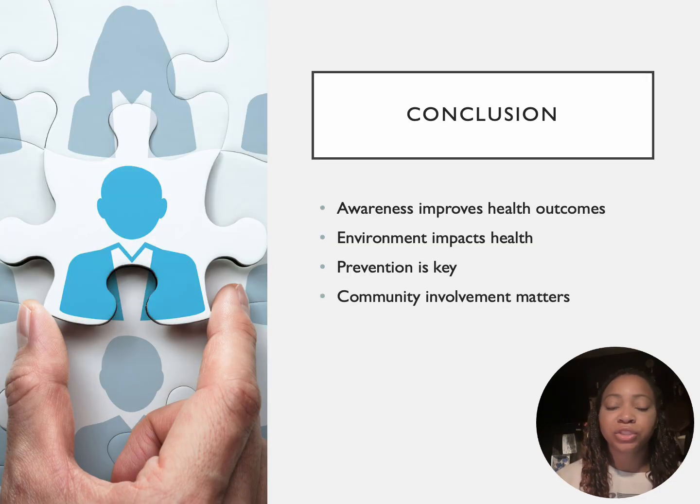All right, in conclusion, awareness of environmental health risks is critical. By addressing these issues through education and community resources, we can improve health outcomes and reduce disparities. Prevention is key, community involvement matters, environmental impacts to health matters. Everything that we have talked about, if you have any ideas about how we can improve our community, please do not hesitate to comment below.